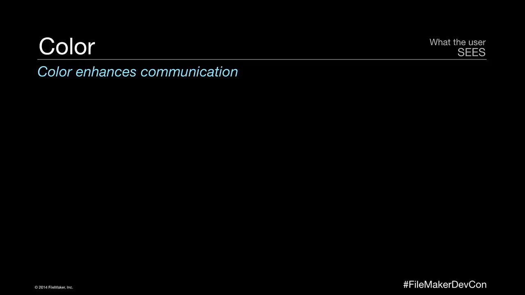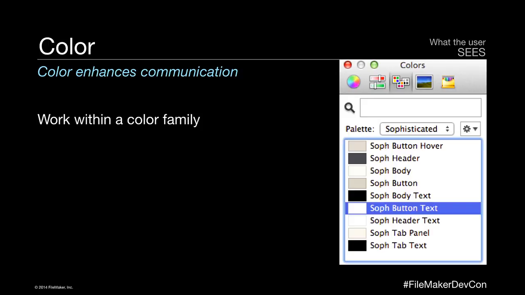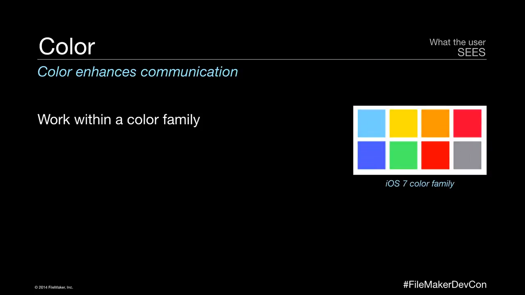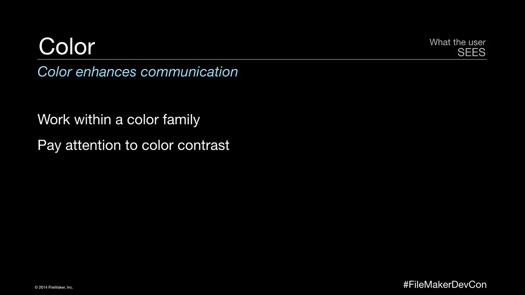Color, when used effectively, enhances communication. FileMaker's layout themes have set up some harmonious color families for you. I like to create a palette in the color picker and copy all the theme colors there. This makes them available in Photoshop and other graphic design applications. This is what the iOS 7 color family looks like. It's got vibrant colors and good contrast. And that's important because our vision is optimized for contrast, not brightness.